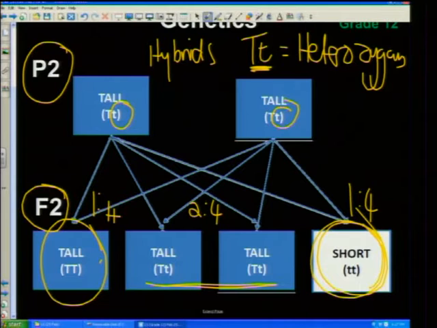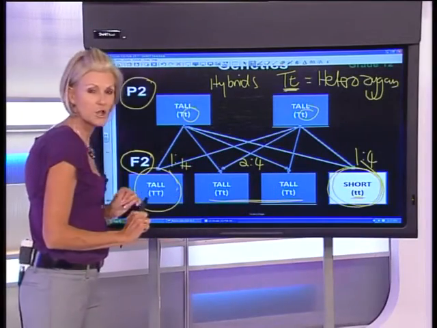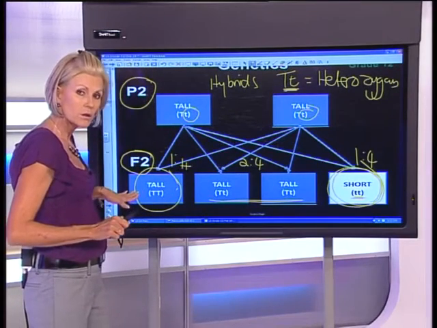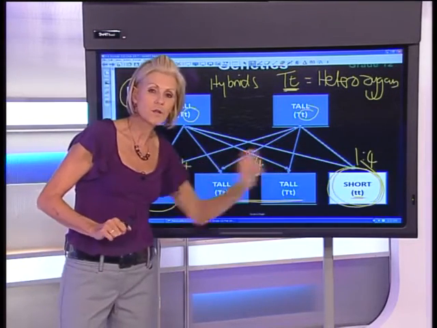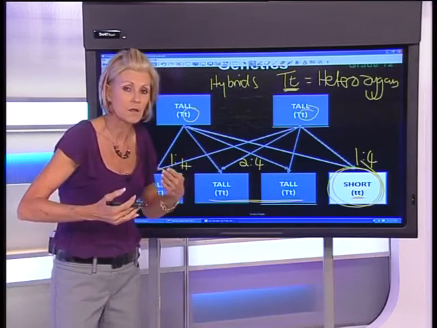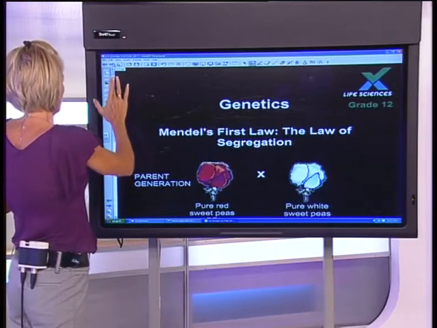All right. This offspring here, homozygous recessive. It's a 1 to 2 to 1 ratio. And in the phenotype, 3 of them are going to be tall and only 1 is going to be short in the phenotype. And remember, we're talking about percentages here. Okay? Not actual numbers.